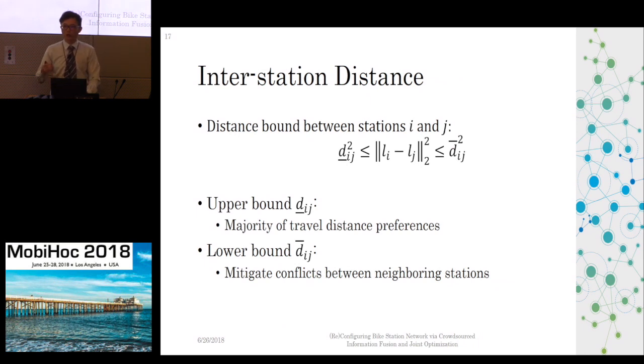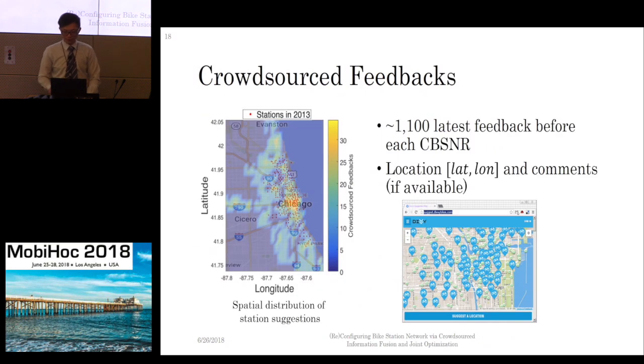To summarize, we use the upper bound distance to cater for the majority of the travel distance preferences and the lower bound to mitigate the conflict between neighboring stations. Besides the internal knowledge of the station reconfiguration, we take into account the external knowledge from the crowdsourced event.